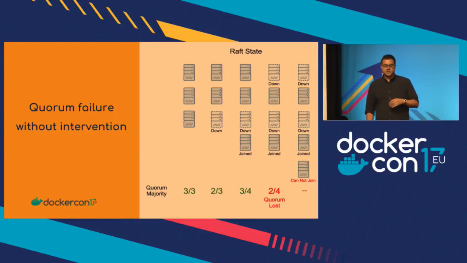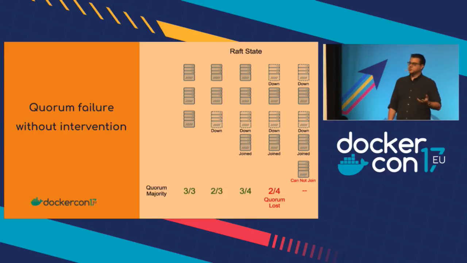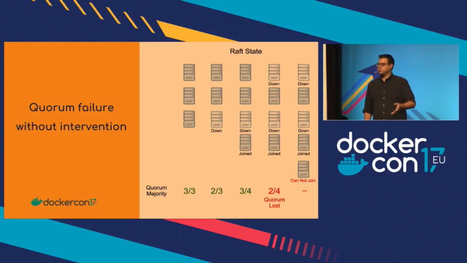Again, you're doing a rolling update or something, and that goes down over time, or maybe it's a week later, right? But now the problem is you have 2 up, 2 down. You've lost majority, you've lost quorum, and the swarm is now broken. So we have to deal with this somehow.